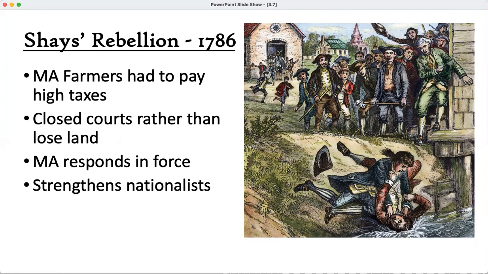So Daniel Shays leads a revolt. These farmers closed down the Massachusetts courts to keep their lands from being seized. They called themselves the Regulators, hearkening back to the North Carolina Regulators who fought against the British. The Massachusetts government hadn't offered any paper money or help to debtors. So Massachusetts responds in force. Over 1,000 farmers are arrested, but this frightens conservatives, right? It strengthens nationalists like James Madison and Alexander Hamilton, who say, we need a stronger central government.